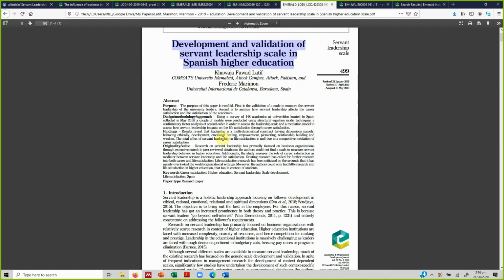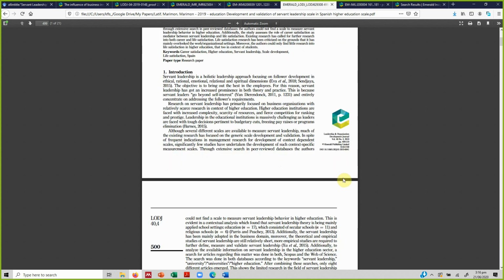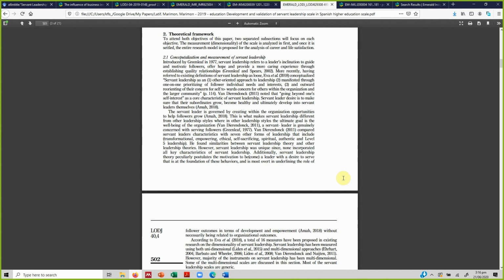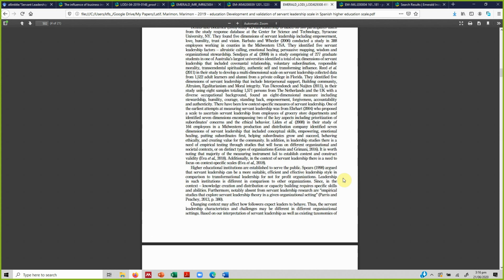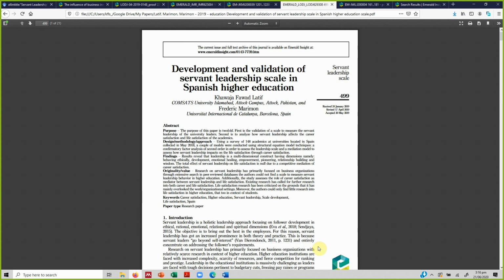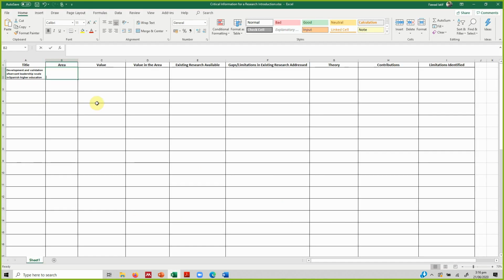If it's not clear, you can look into the design and methodology. And if it's not in there, it will definitely be in the methodology section where they would have mentioned where they collected the data. Or they would have mentioned in the introduction if they are focusing on a particular area and taking that area as a gap of research. So in this case, it's higher education. I'll share the Excel sheet on the link, and then you can obviously download.